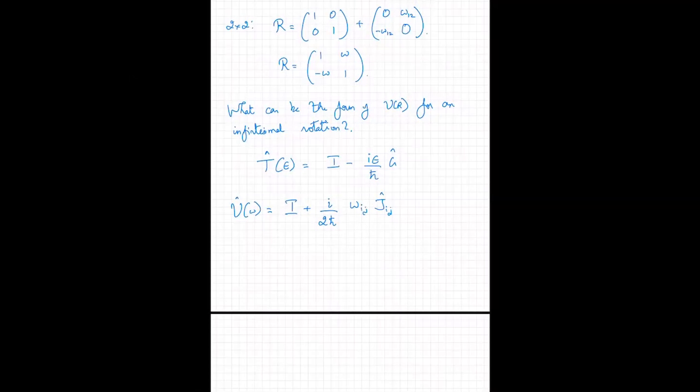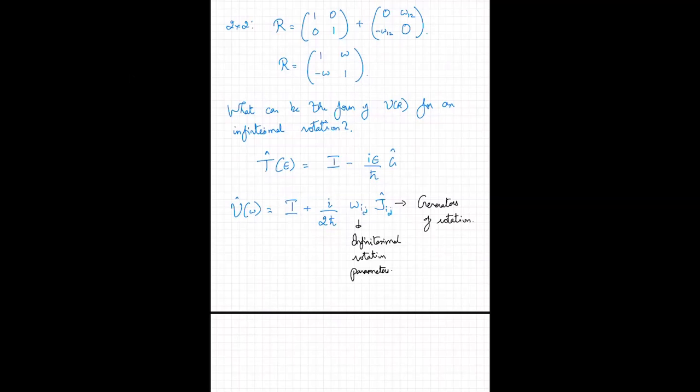Okay. Now let me make this clear. These omegas are the infinitesimal rotation angles or parameters. And these J's are the generators of rotation.